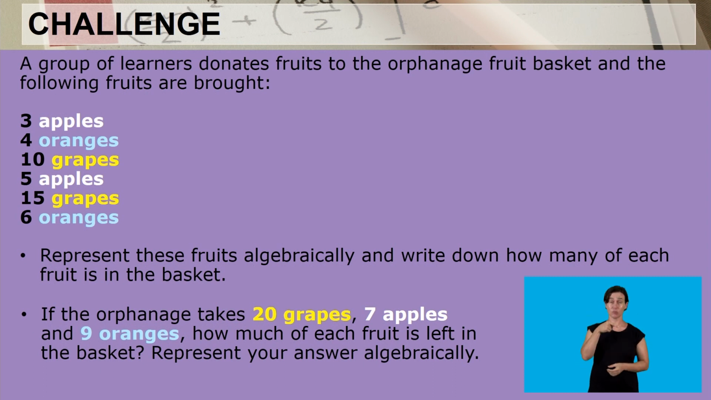Firstly, represent these fruits algebraically and write down how many of each fruit is in the basket. And then if the orphanage takes 20 grapes, 7 apples, and 9 oranges, how much of each fruit is left in the basket? Represent your answer algebraically. Yes, this is a challenge, but I know you can do it.